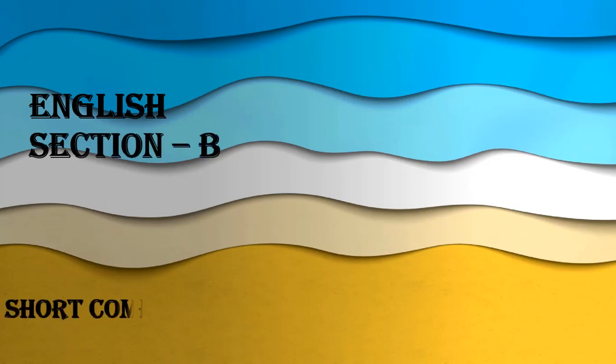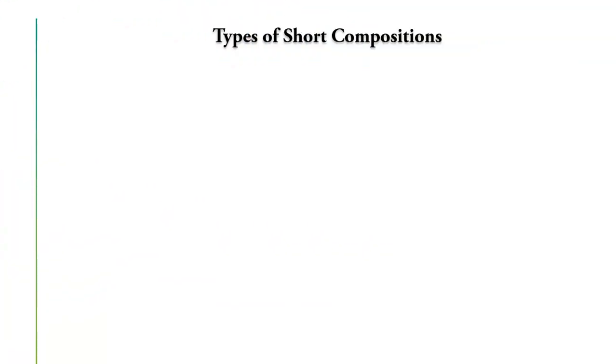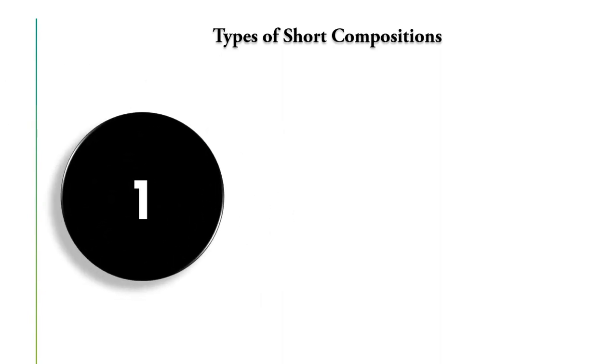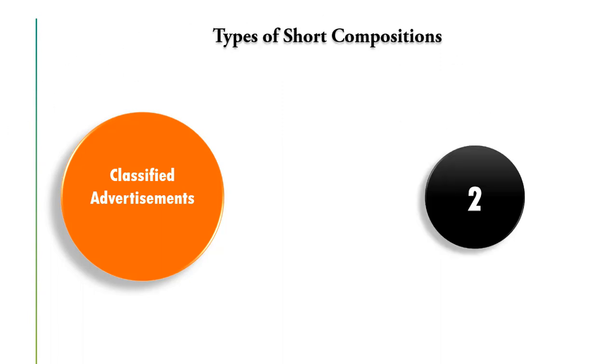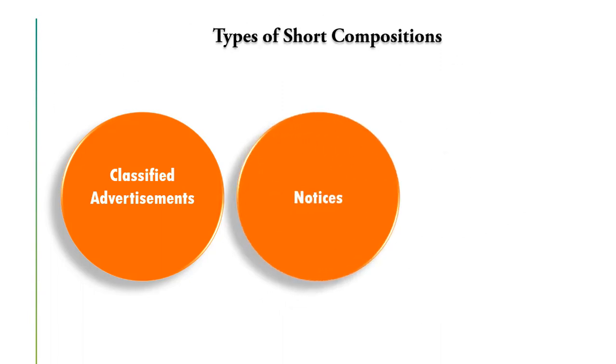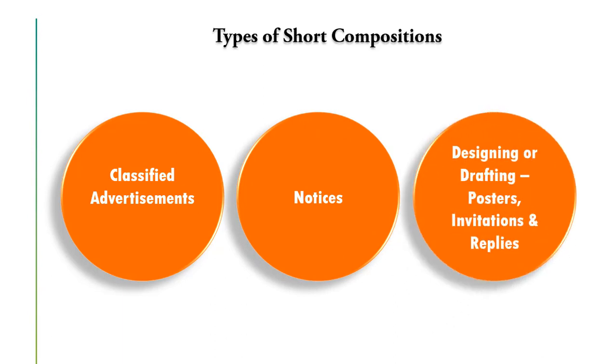Today I'm going to start with the writing section in class 11th CBSE. This comes under section B and these are short compositions. So without wasting any other minute, let's quickly launch into these short compositions. There are different types of short compositions. Let's look at them. The first type of short composition is the classified advertisements. The second are the notices, and the third type of short composition is designing or drafting posters, invitations, and replies.